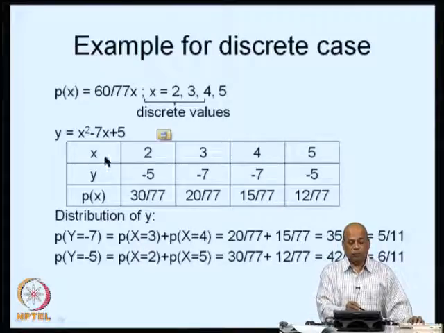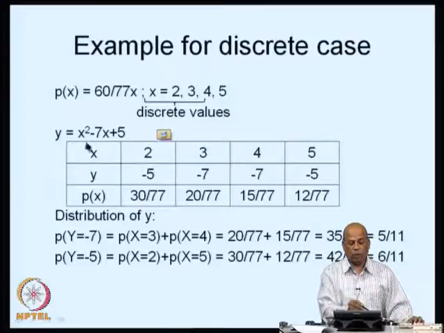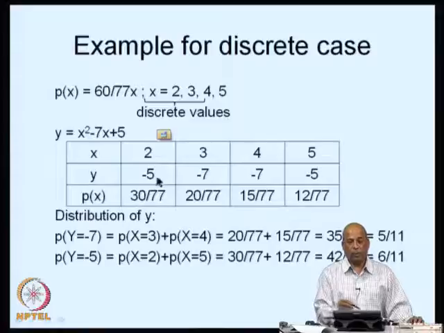So, what we do is that associated with each of the discrete values that x can take, namely 2, 3, 4 and 5, you enumerate the values that y can take. For example, when x is equal to 2, y will be equal to minus 5, substituting in this expression here. Similarly, x is equal to 3 leads to y is equal to minus 7, x is equal to 4 leads to minus 7, and x is equal to 5 leads to minus 5. So, y can take on only two values, namely minus 5 and minus 7.